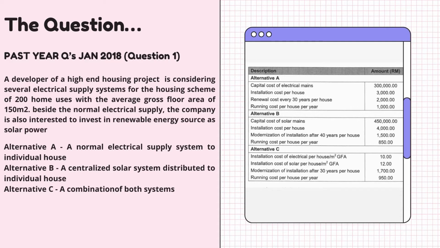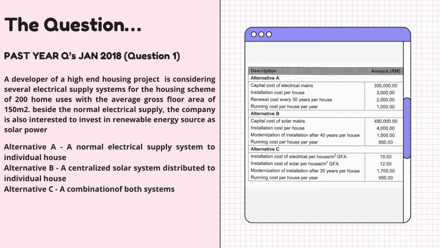For alternative A, the capital cost of electrical mains is 300,000 ringgit. Installation cost per house is 3,000 ringgit. Renewal cost every 30 years per house is 2,000 ringgit. The running cost per house per year is 1,000 ringgit. For alternative B, the capital cost of the solar mains is 450,000 ringgit. Installation cost per house is 4,000 ringgit. Modernization of installation after 40 years per house is 1,500 ringgit. And the running cost per house per year is 850 ringgit.